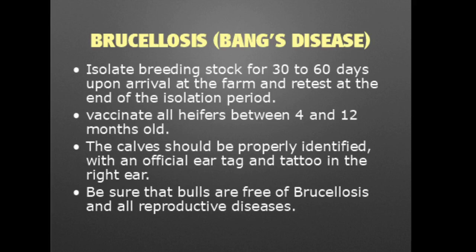As far as vaccination, we can vaccinate all heifers between 4 and 12 months old. The calves should be properly identified. We can either use an official ear tag or an ear tattoo. We must also make sure that the bulls are free of brucellosis and all other reproductive diseases.